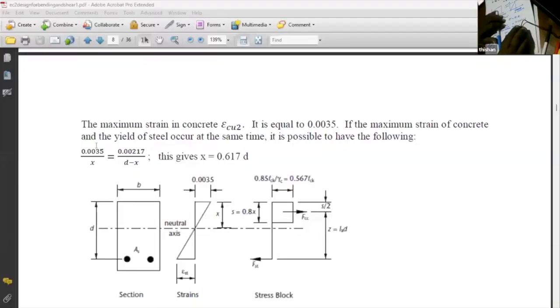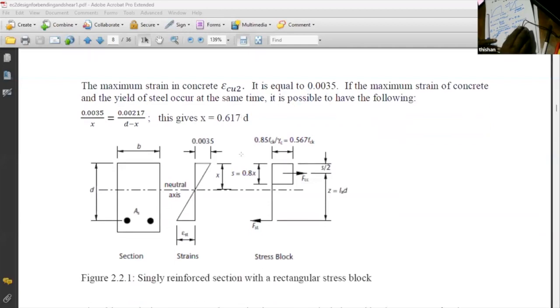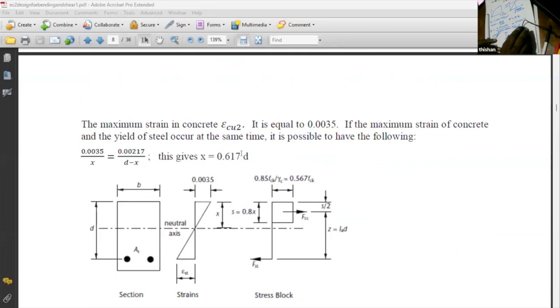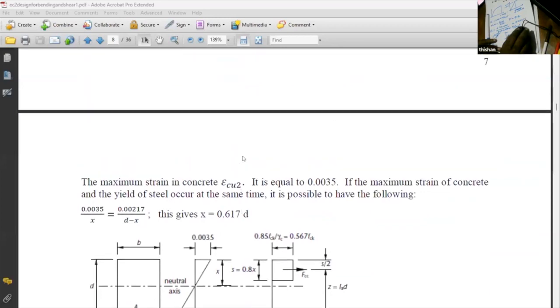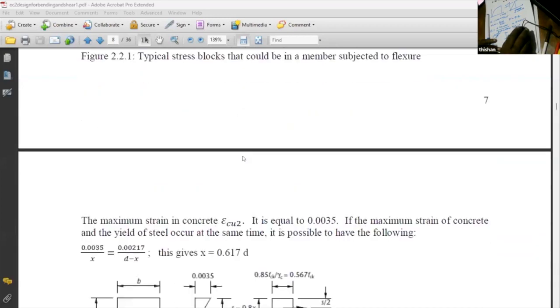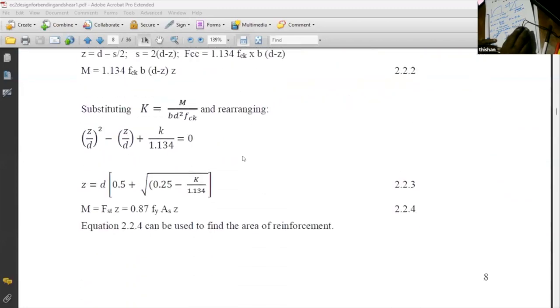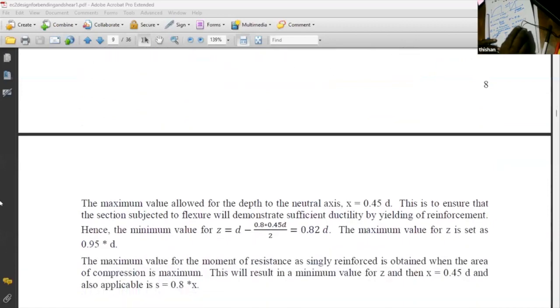Right. So if you look at the maximum strain, for the balanced section, x is equal to 0.617d, but the maximum allowed is lower. The maximum allowed is 0.45, I think. Just one moment. It's here. Yes. The maximum value allowed for the depth of neutral axis is x equal to 0.45d.